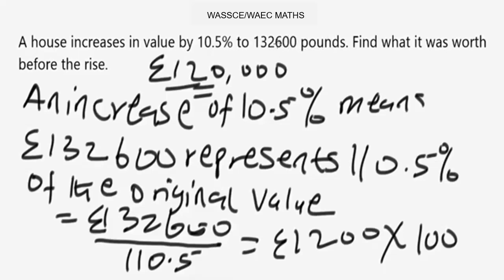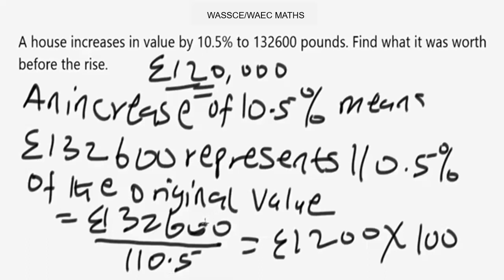When you do it, the output will give you 1% of the original value. So 1% of our original value is 1,200 pounds. When you divide it by 89.5, you get 1% of the original value. You then multiply it by 100. After multiplying by 100, you now get the original value before the decrease of 10.5%. So that's basically it for this.